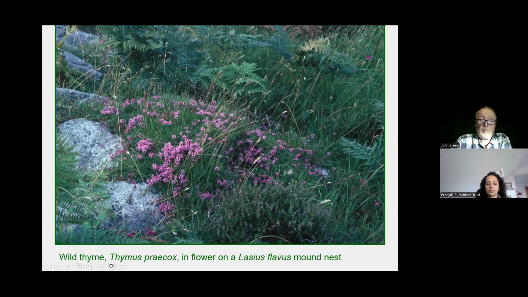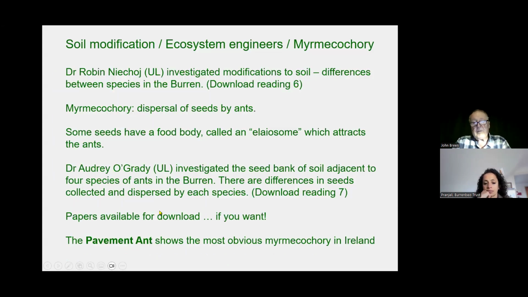Anyway, to come back for a moment, I'll be making the point, and if you read some of the papers in the readings, I'll be showing you that within the nest, I'm making the case that the ants collect seeds and distribute seeds, and that, and this was done in the Burren, there are different banks of seeds in different species of ants' nests.